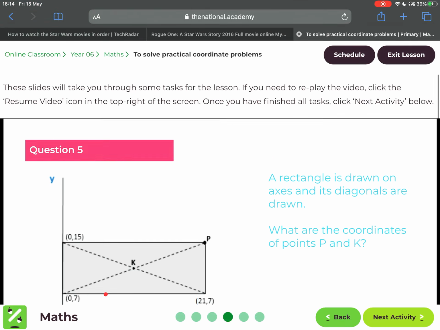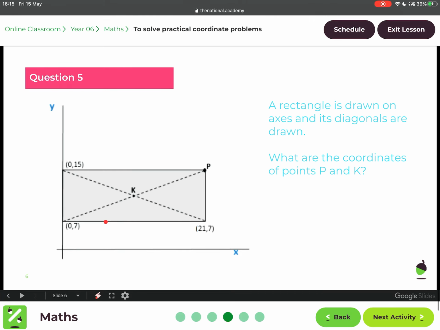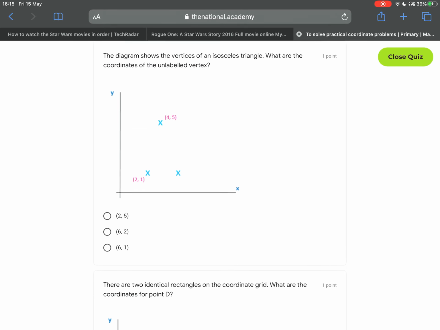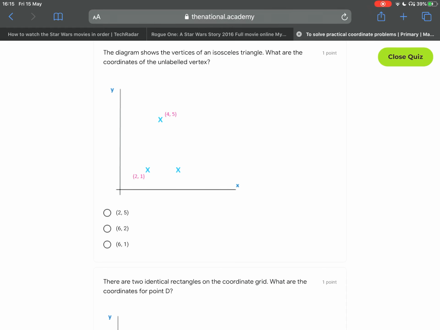After that, you would have gone and marked it. After you marked it, you would have your exit quiz here. The diagram shows the vertices of an isosceles triangle. What are the coordinates of the unlabeled vertex? They would be 6, 1.